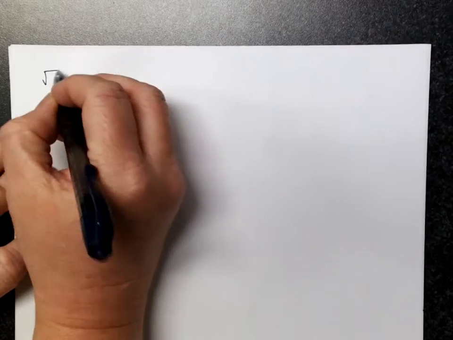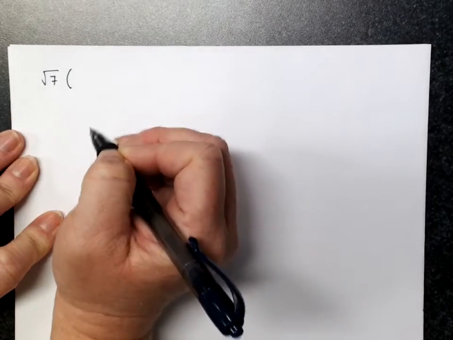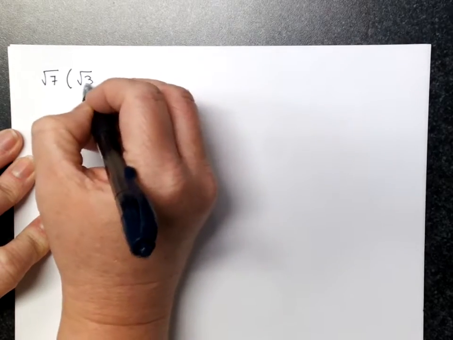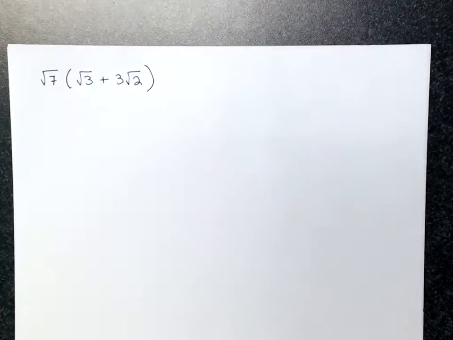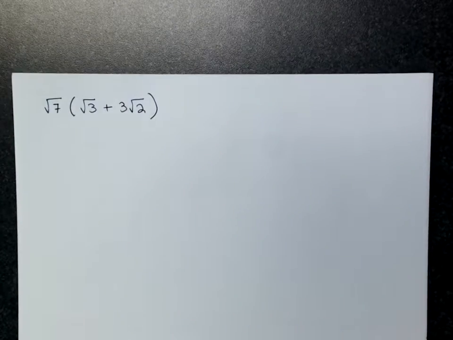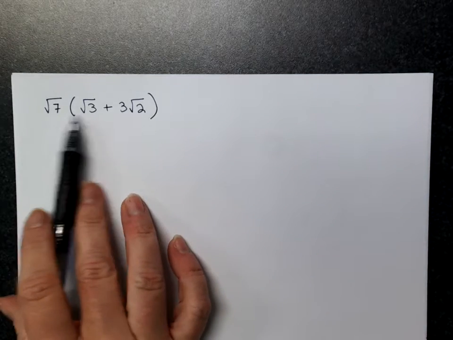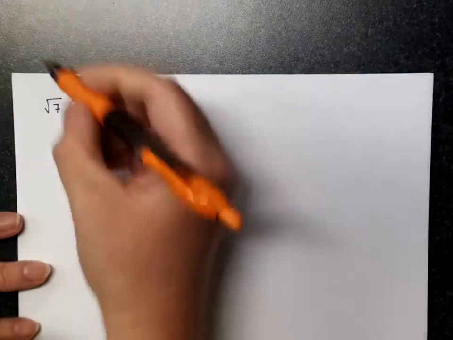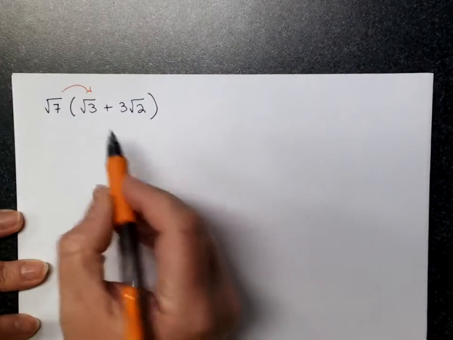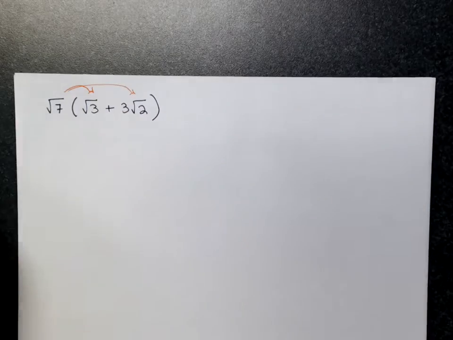Okay, so let's do distribution, square root of 7, and then put up a parenthesis. We've got a binomial of square root of 3 plus 3 square root of 2. And so when I say you're doing distribution with radicals, well, you've got 3 different terms. One or more of them might be radicals. In this case, all 3 of them are radicals, but at least one is a radical. You still have to be wary of your radical rules. Now, distribution says multiply this times that plus multiply this times that.